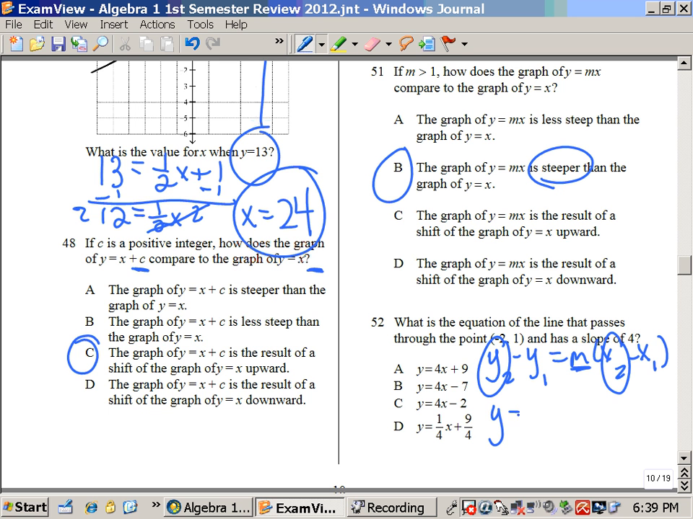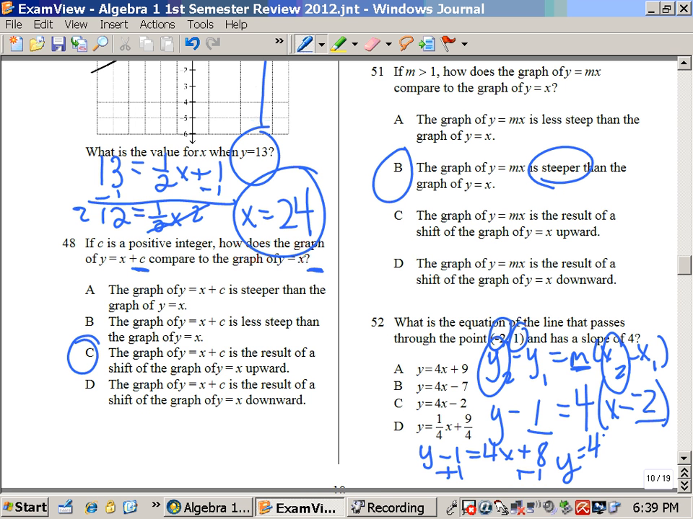So that's going to be y minus the y value equals the slope, which is 4, times x minus the x value. Well, looking right here, -2 is the x value and 1 is the y value. So that's going to be y minus 1 equals 4x plus 8. Move the 1 to the right, and y is equal to 4x plus 9, which is answer A.